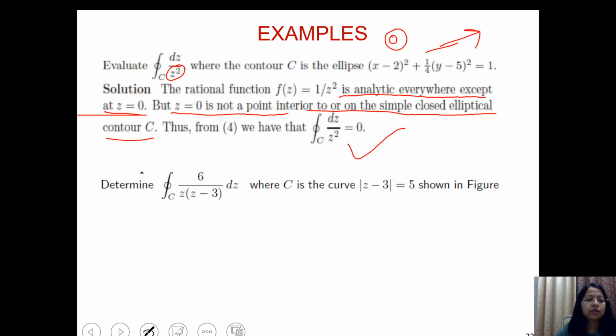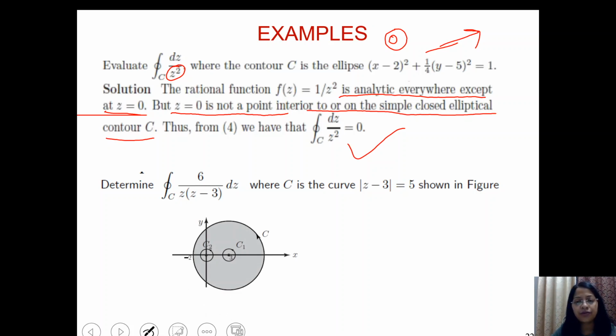Similarly, next question: closed integral over C of 6 by z minus 3 dz, where mod of z minus 3 is equal to 5. This circle is shown here. The singularities are z equal to 0 and z equal to 3. These are the 2 points at which the function is not defined. So we have encircled these 2 points, the origin and 3.